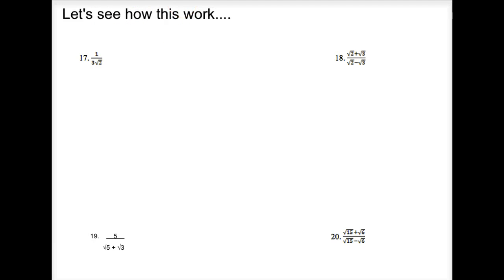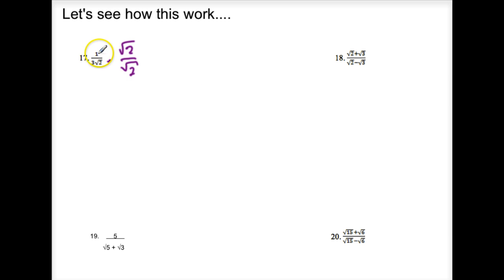Now, I'm being asked to simplify these. The first thing I want to do is multiply by the conjugate of the radical. So in this one it says 1 over 3 radical 2. What I want to multiply by is radical 2, which is radical 2 on top, radical 2 on the bottom. I want to multiply across, multiply at the bottom. Anything that has one radical sign in the denominator, I am just going to multiply that by itself.